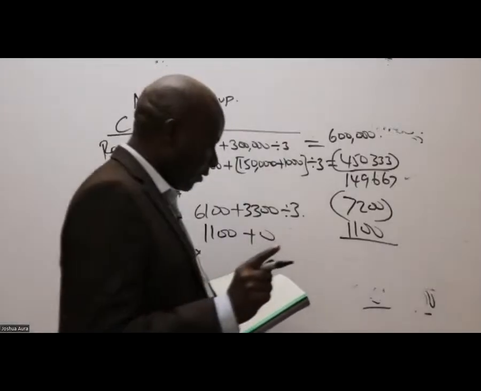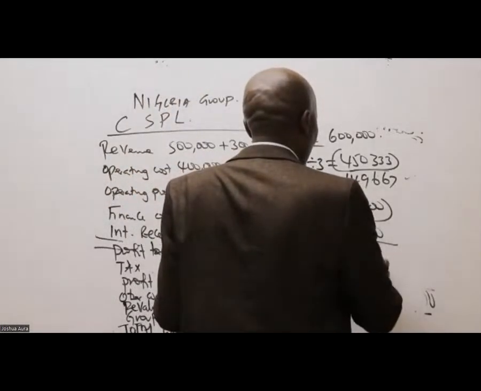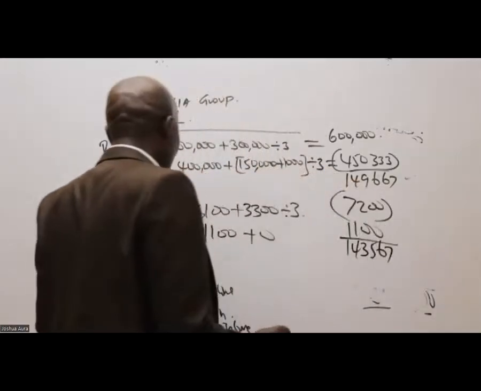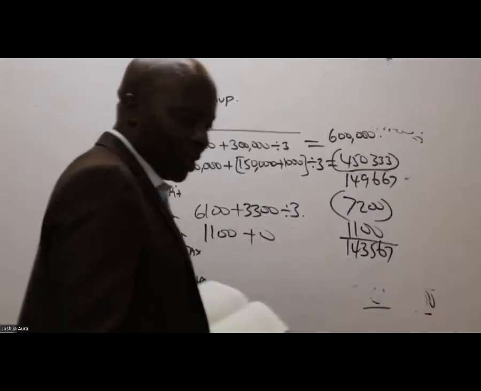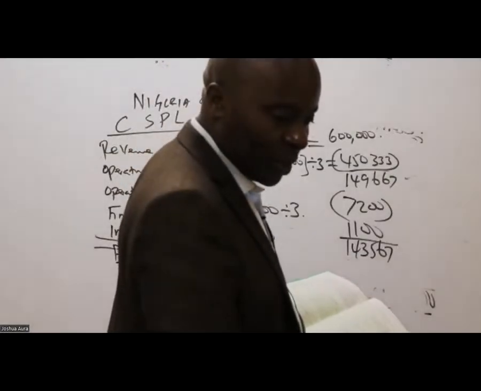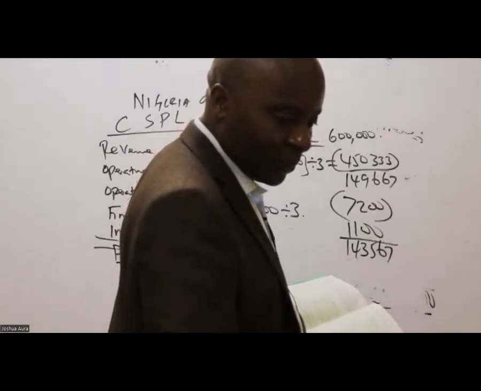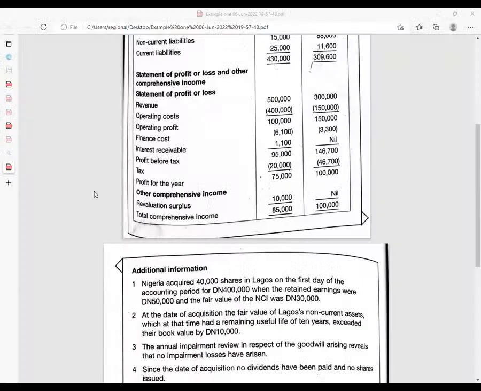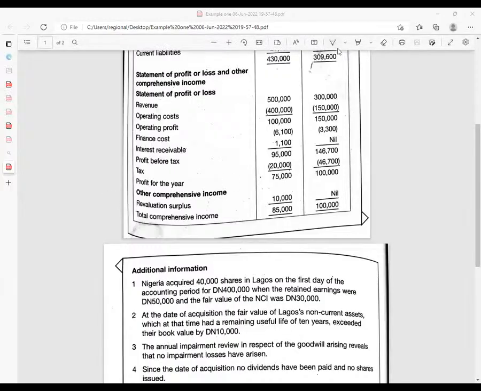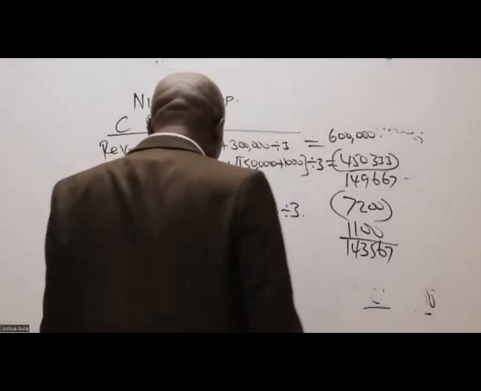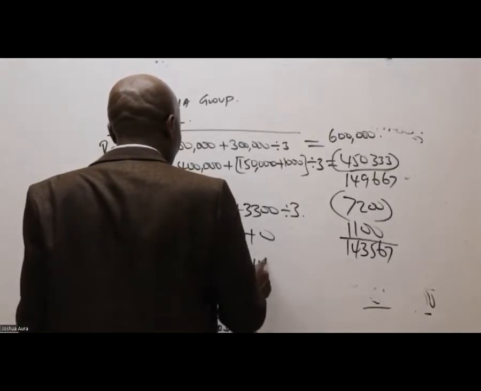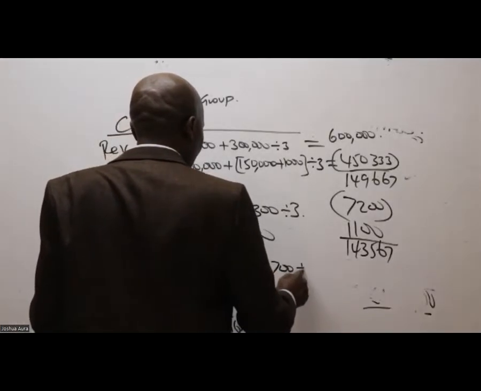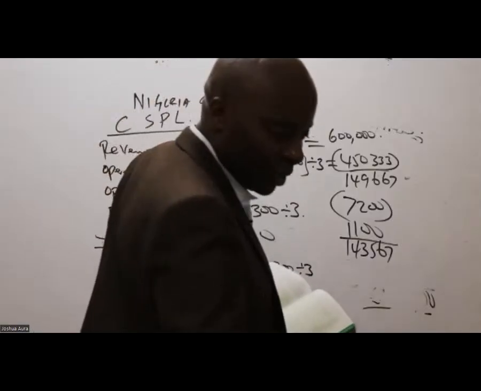143,567. And then we have now the tax. The tax that I'm able to see here is 20,000 plus 46,700 divided by 3.